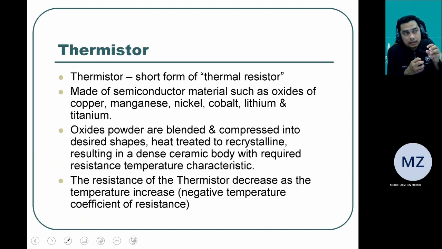If we use semiconductor, we need to understand the physics of this. For semiconductor, the increase of temperature will reduce the resistance. So you increase the temperature, it will reduce the resistance. That's how a semiconductor works. In the previous one, we increase the temperature, the resistance will increase. Well, for this one, we increase the temperature, the resistance will decrease. So this is the difference between thermistor and RTD.